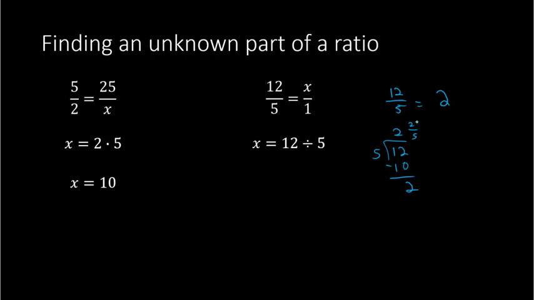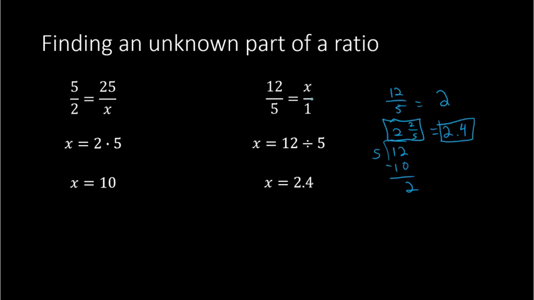So you can write that as 2 and 2/5, or you can write that as a decimal. 2/5, you probably should have memorized at this point. That would be 0.4, so 2.4. So either way of writing is okay. Just make sure you follow the directions, if it says write as a decimal or as a fraction.